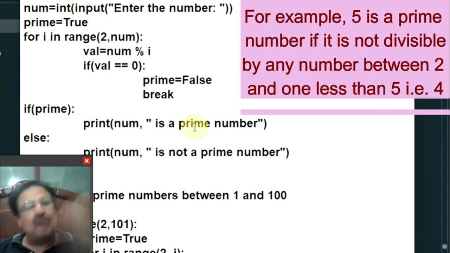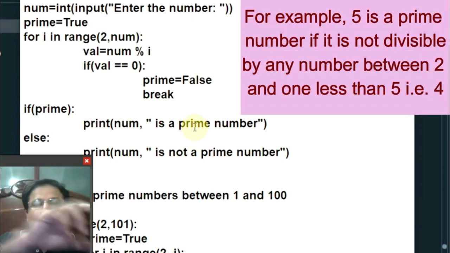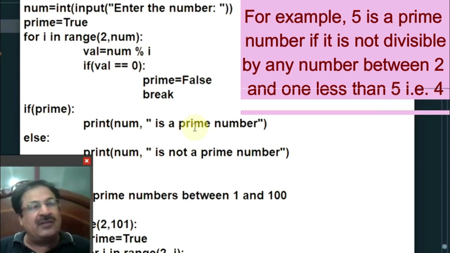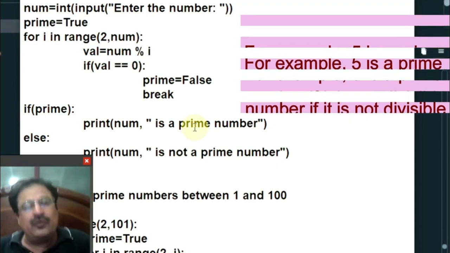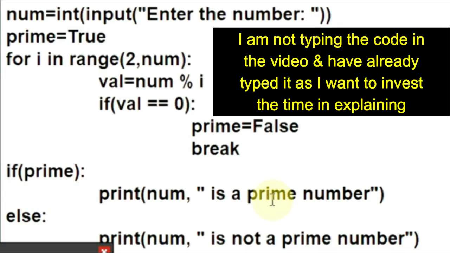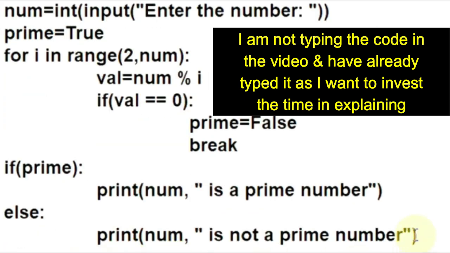And if it is not divisible by any value from 2 till 1 number less than itself, that means it's a prime. The number 5 is not divisible by 2, 3 and 4, so it is a prime number. And suppose you enter, say, 6. From 2 till 5 you could divide the 6, and if the 6 is divisible by any number between 2 to 5, it is no more a prime. Okay, so let's run this.